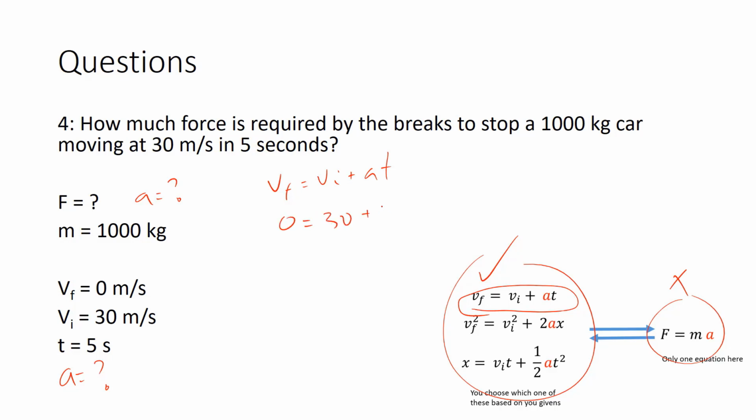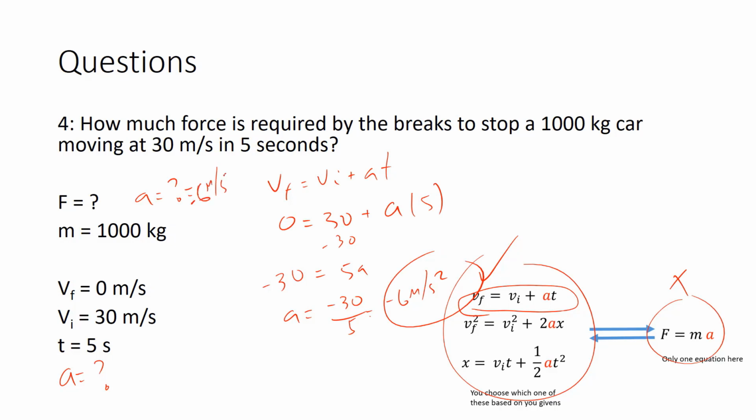0 equals 30 plus a times 5. I like rearranging first, by the way. You have to subtract the 30, so you get minus 30 over here equals 5a, and then I'm just going to flip the sides, and I'll put a over here. a equals minus 30 divided by 5, or negative 6 meters per second squared. So we found the acceleration is this: a equals negative 6 meters per second squared, or a deceleration of 6 meters per second squared.